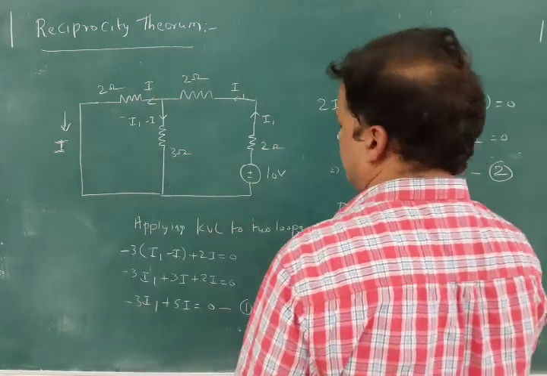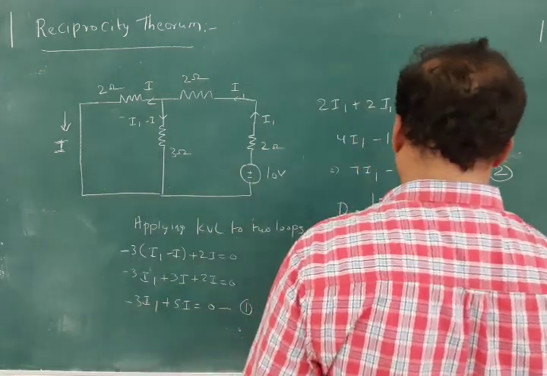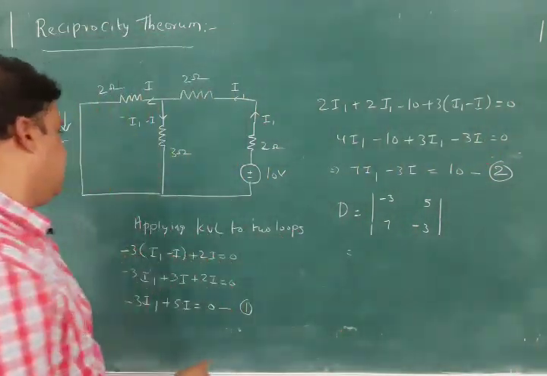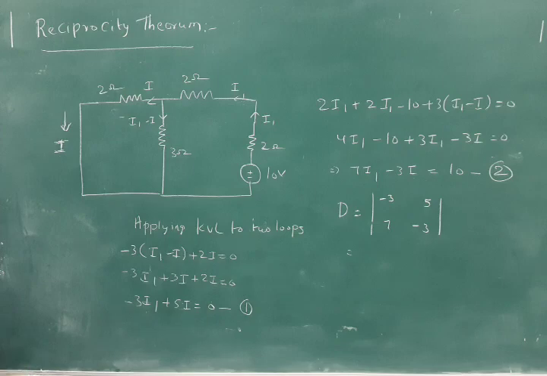You get the value of D here: minus 3 into minus 3 is 9, and it is minus 35. 9 minus 35. What is the result of 9 minus 35? You will write it here.